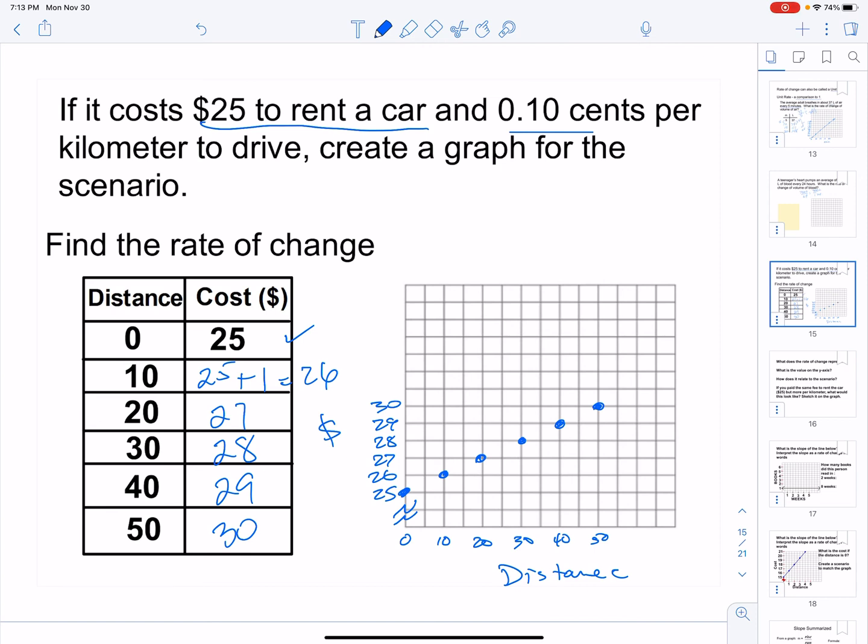Now with that, we can then make predictions. Because that graph keeps going at that same steady rate, I could figure out what if it was 100 kilometers, or what if it was 1,000 kilometers. You could then determine how much it's going to cost. Okay, so that's what we're talking about. So let's answer a few questions about this graph.